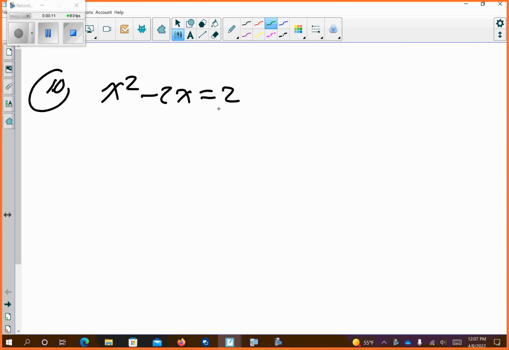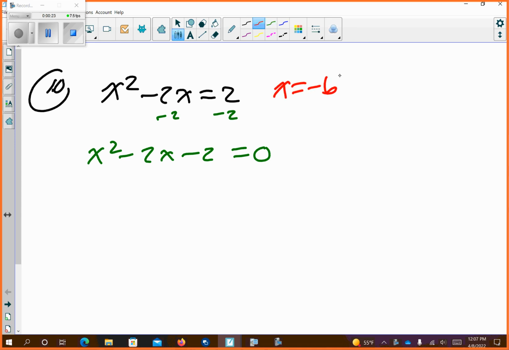All right, number 10. So x squared minus 2x equals 2. I want it equal to 0, so I'm going to get x squared minus 2x minus 2 equals 0. Good so far? And then we all know our famous x equals negative b plus or minus the square root of b squared minus 4ac all over 2a.